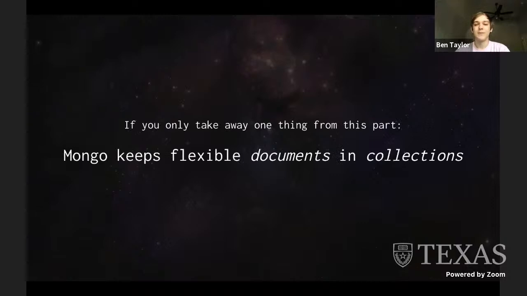If you only take one thing from this part, Mongo keeps flexible documents in collections. So we don't have rows and tables anymore. We have documents, which are rows, entities, things with the data inside of them, and collections, which is just a bunch of documents.